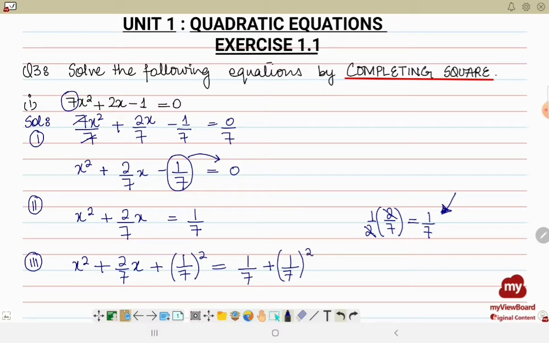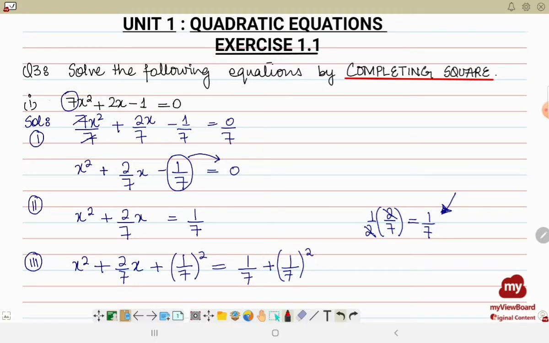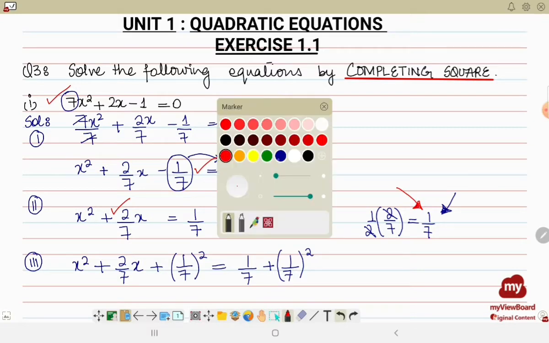So far we have done 3 steps of working. The very first is that we have to make the coefficient of x squared as 1. The second step is that we have to shift the constant term to the right hand side of the equation. The third step is that you have to multiply the coefficient of x by 1 by 2, and then we have to add up the square of it on both sides. Let's move further to the next step of working.